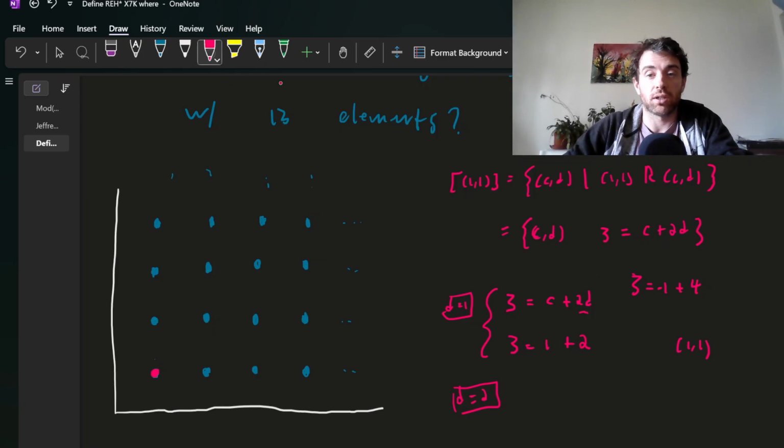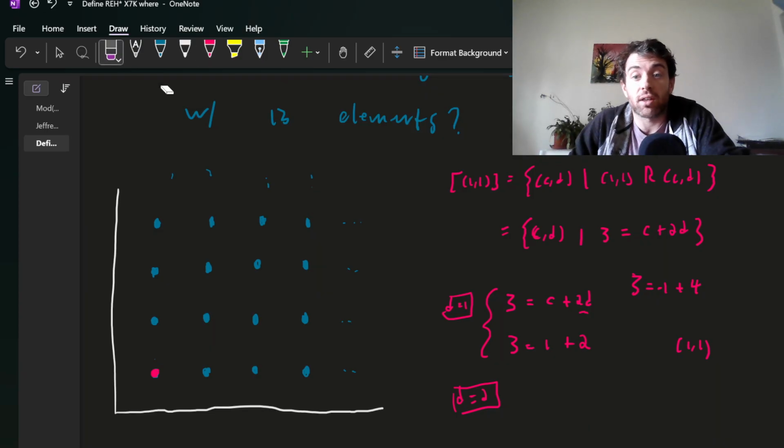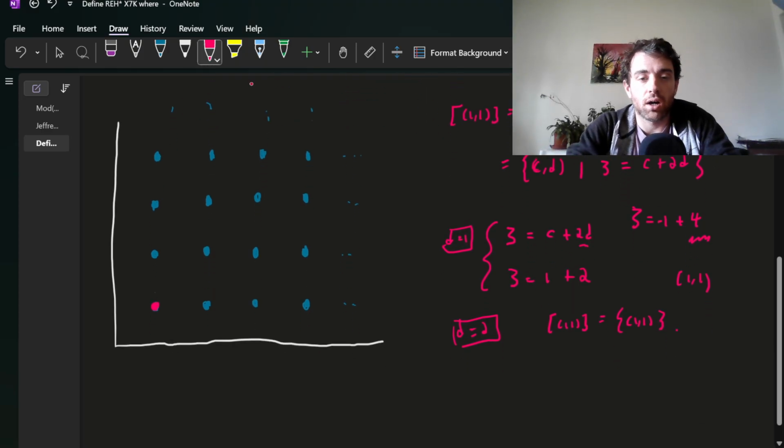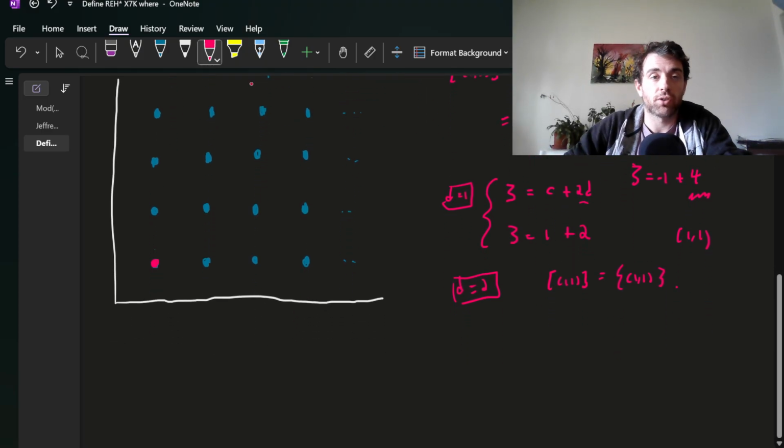So that's it. If we pick any d that's bigger than that, we're going to run into the same problem: this term here is just going to be too big. So in fact, the equivalence class of (1,1) is just a singleton. (1,1) is the only element that's related to itself. Okay. So then we go to the next one and ask, what about the equivalence class of (1,2)?